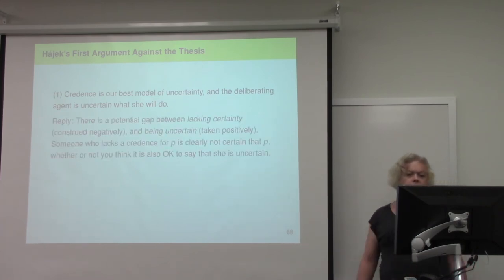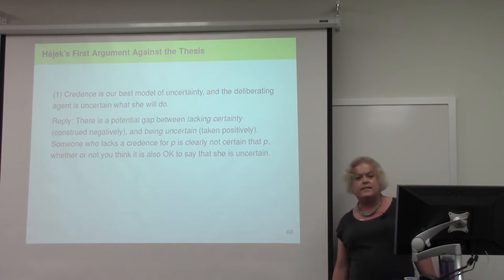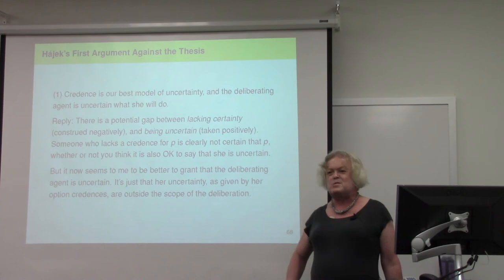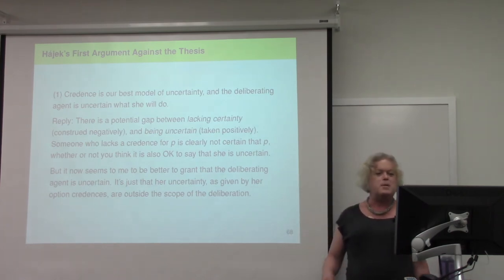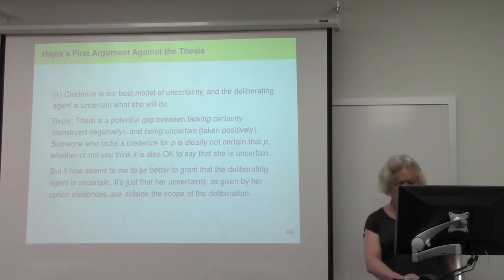Well, my reply: there's a potential gap here between lacking certainty, construed negatively, and being uncertain, taken positively. Suppose you lack a credence for P. Then you're clearly not certain that P, whether or not you think it's also okay to say that you're uncertain, right? That was my original response to Alan, but it now seems to me better to grant that the deliberating agent is uncertain. It's just that her uncertainty, as given by the option credences, is outside the scope of the deliberation.